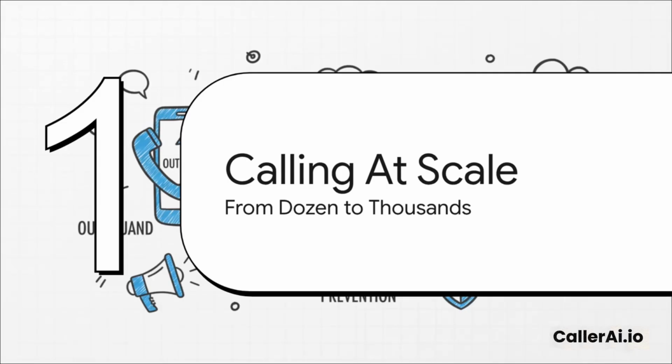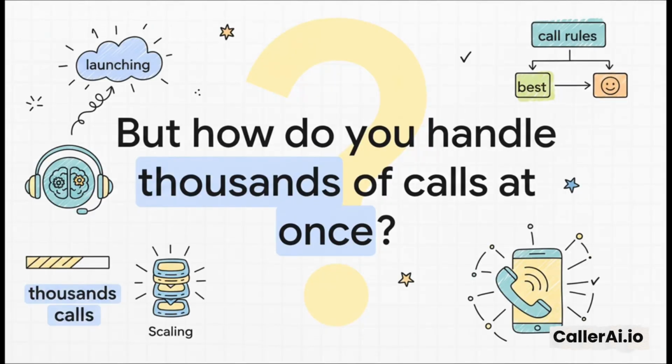So, you've built your campaign, you've tested it on a handful of leads, and hey, it works. Awesome. But what happens when you need to go from calling a dozen people to calling hundreds or even thousands? Let's talk about how you scale this thing up. Because that is where the true power of a system like this really shines.